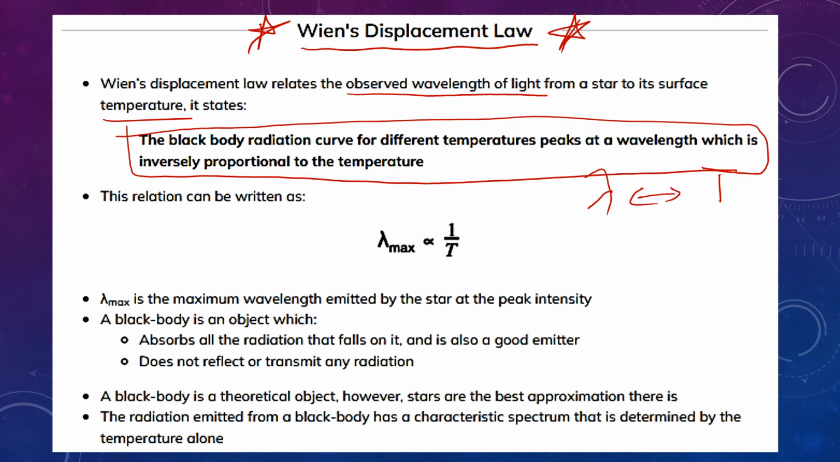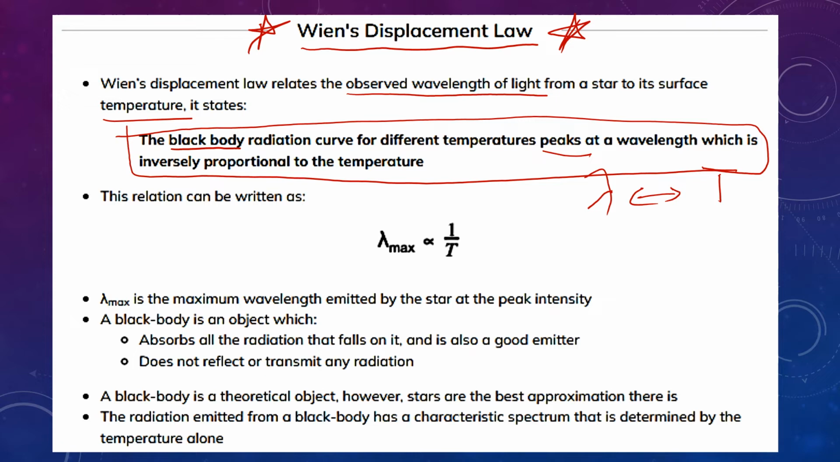The black body radiation curve for different temperatures peaks at a wavelength which is inversely proportional to the temperature. So a black body is a theoretical object which is the best radiator and the best absorber. We can assume that stars are actually black bodies because they emit all of the energy that they produce. So that's why they are black bodies. Actually, the black body here means stars.